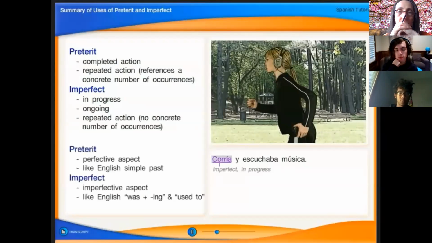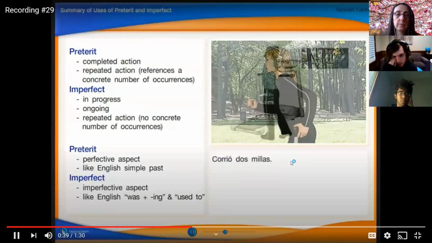The preterite, like the English simple past, expresses perfective aspect. The imperfect, like the English phrases was plus ing and used to, expresses imperfective aspect.